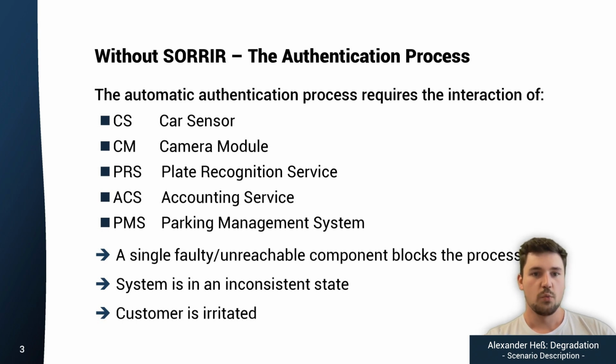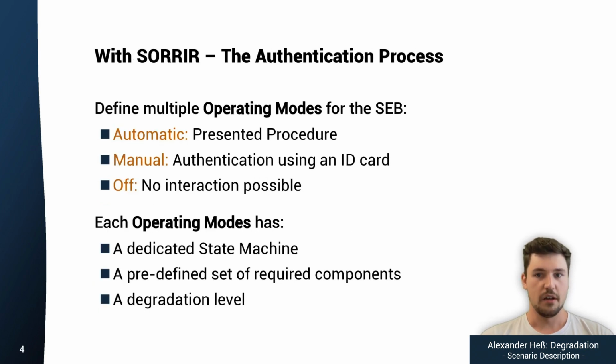So let's have a look at what would happen if we have SORRIR enabled here. Now, what we can do is we can define multiple operating modes for the SEB. First, we're going to have the operating mode automatic, which basically executes this procedure as described. So we have this automatic authentication process. Then we're going to have a manual authentication mode where the customer can identify themselves with an ID card. And then we have the operating mode off, where no interaction is possible, but the smart entrance barrier will clearly indicate that it's not functional.